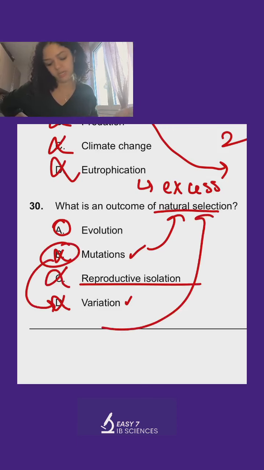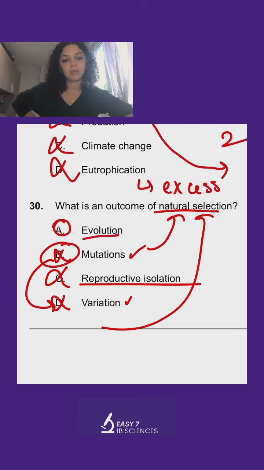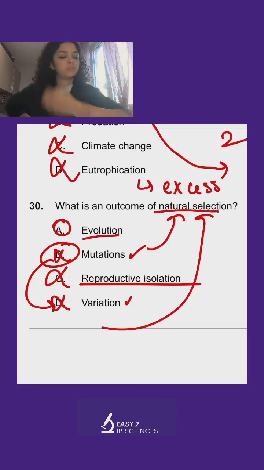Reproductive isolation, that can't be correct. But evolution is an outcome of natural selection because of survival of the fittest: the organisms that survive will evolve, and that's why evolution occurs.